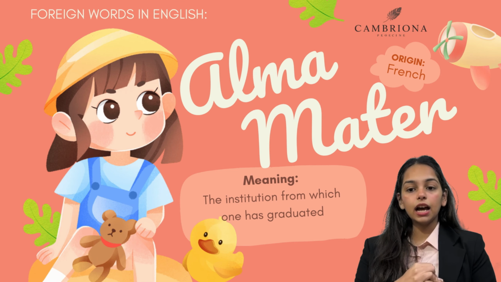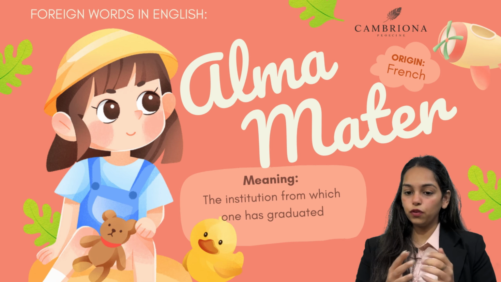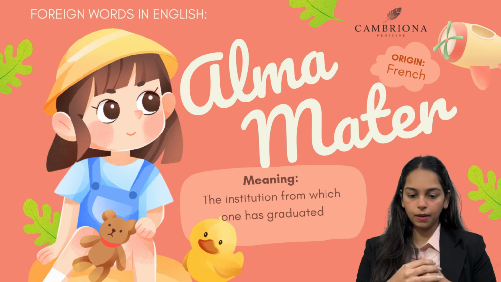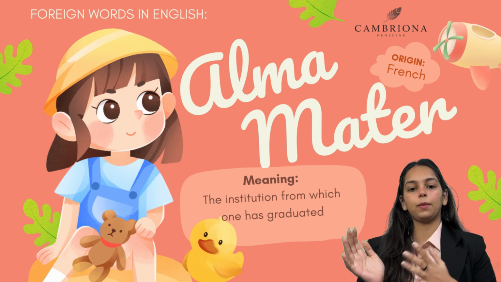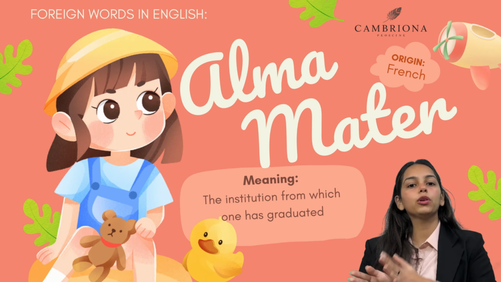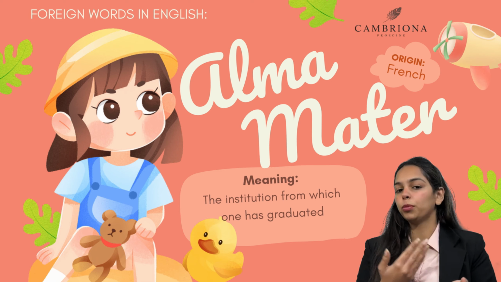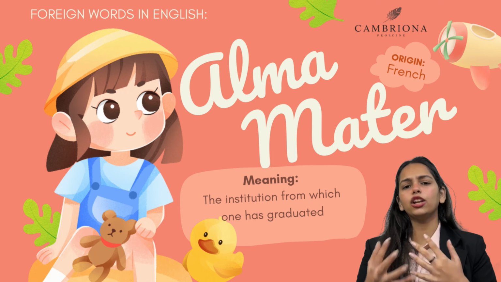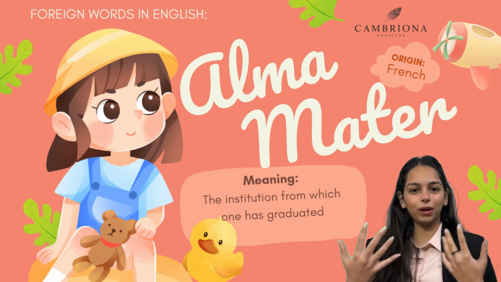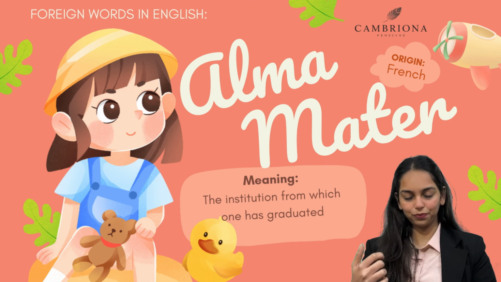The next is Alma Mater. The origin is French. The meaning is the institution from which one has graduated. Basically the institution जहाँ से आपने graduate किया है, right? जहाँ पे आप एक time पे पढ़ते थे and now you have graduated from that place. It could be a school, it could be a college, right? And you often think of that place with an affectionate or with pride feeling, right?